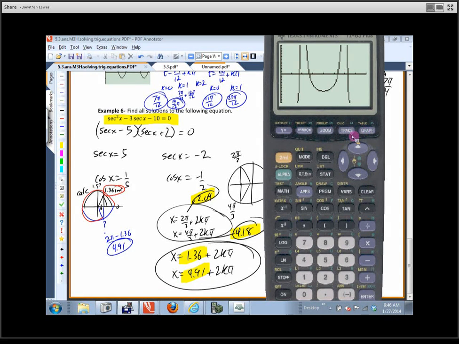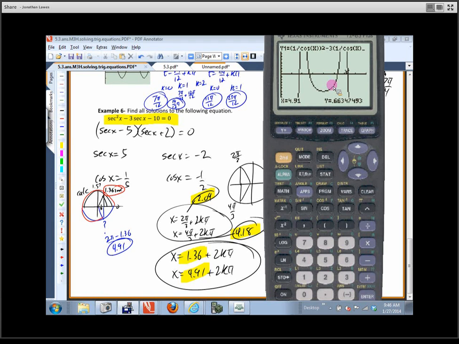Pretty wild looking graph. If I hit trace here, 1.36. Pretty darn close. The next one is 2.09. Really close. 4.18. Really close. And that last one, 4.91. Pretty darn good. They're off just by rounding. Okay, if we were to use like 4 decimal places or something like that, it would just hop from point to point to point. Okay, any questions?